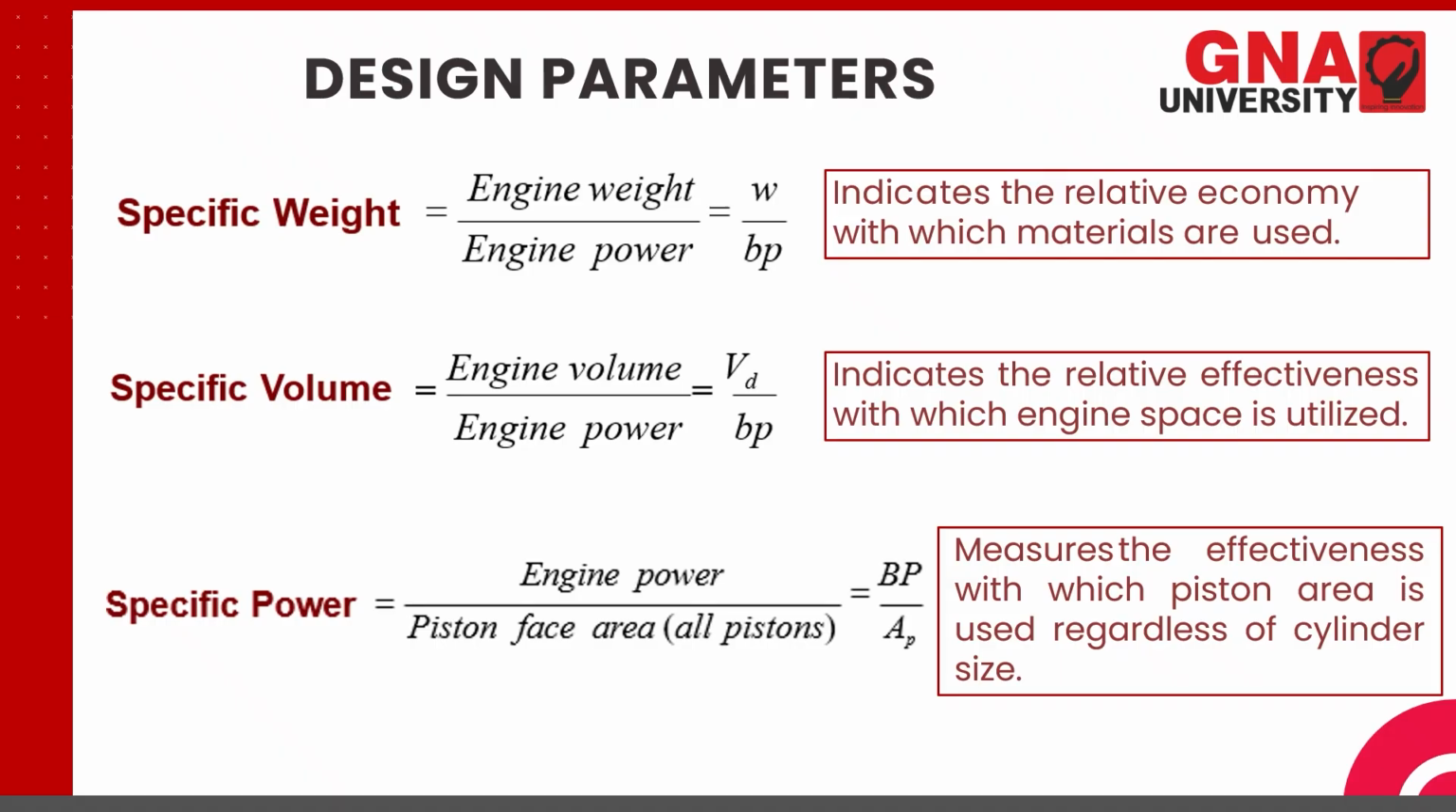The third parameter is specific power. It measures the effectiveness with which the piston area is used, regardless of the cylinder size. So how effectively we use the piston area. It is the ratio of engine power to the piston face area of all the pistons. Like if we are having 3 cylinders, we will be talking of the piston face area of all the 3 cylinders.